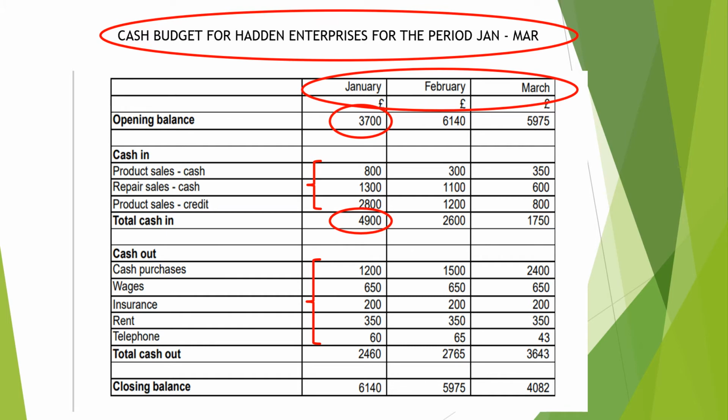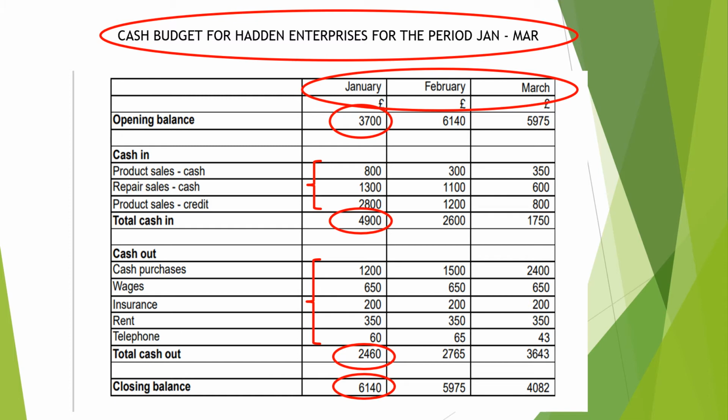Same with insurance, with rent. Our telephone bill, we reckon, perhaps in February we make a bit more calls, or in March we make fewer calls, whatever. So we add up our potential spending over those 3 months, and we're doing January just now, so for the month of January, the total cash out we reckon is going to be 2,460. Now, to reach this figure of 6,140, which is our closing balance at the end of January, we are adding together the opening balance of 3,700 and the total cash in of 4,900, which gives you 8,600, and then we deduct this 2,460, which gives us 6,140.